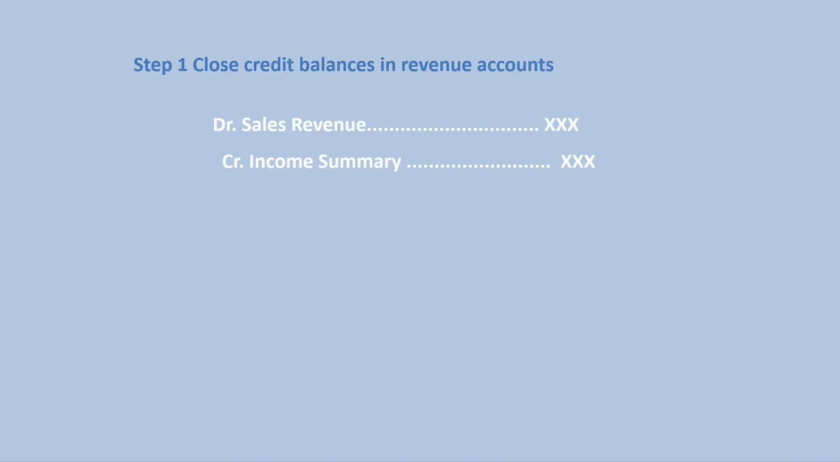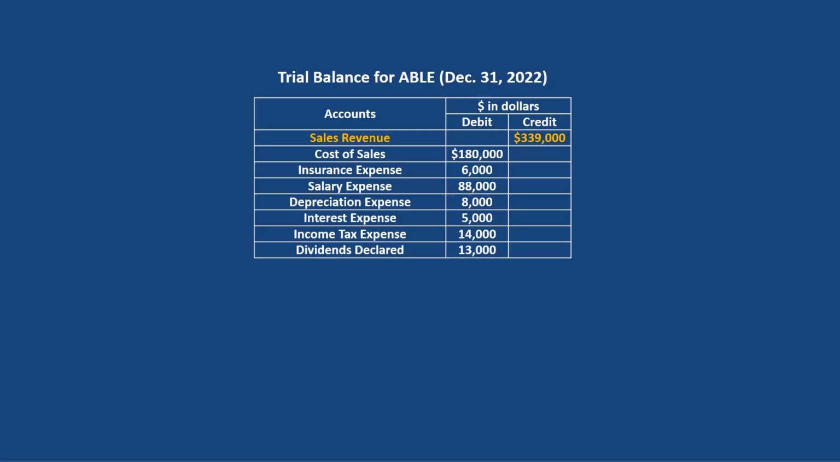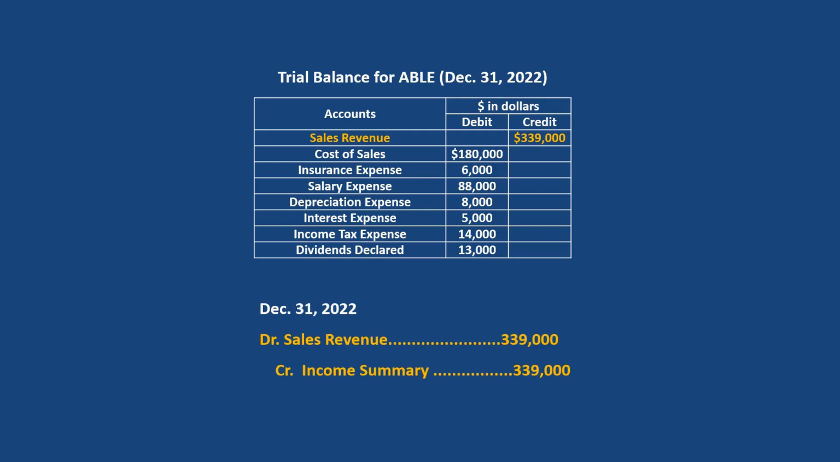Firstly, we close any credit balances in revenue accounts to an account called Income Summary. This Income Summary account is also temporary, and we only use it during the closing process. For instance, if Able had a credit balance of $339,000 in sales revenue, we make this entry, and the balance in the sales revenue account becomes 0.